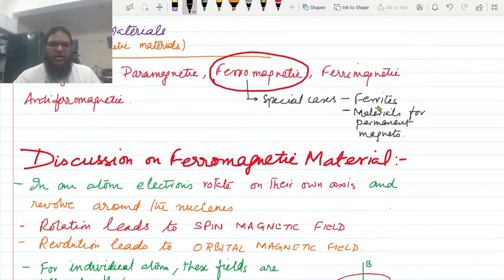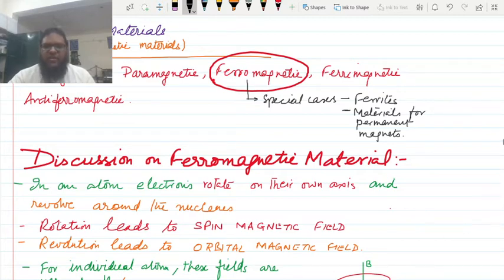And there are other materials that are known as ferrites, and they are smaller in size, and they are a special type of ferromagnetic materials. Then we have materials that we use for permanent magnets also. Because of course this will take a lot of time, we will not go into much detail about this. Now what about the ferromagnetic material that we are going to use?